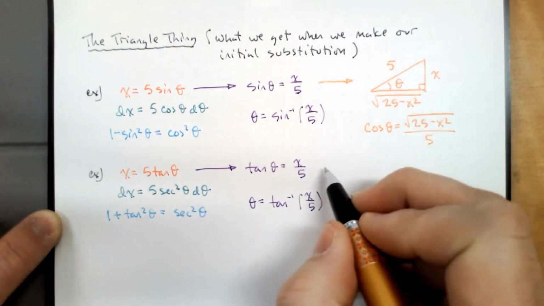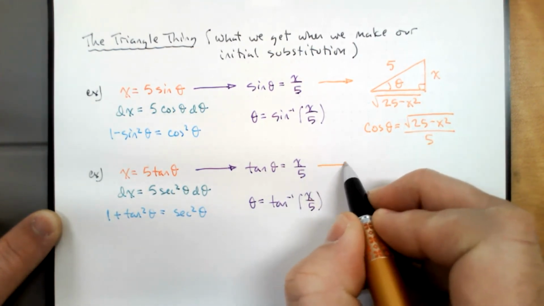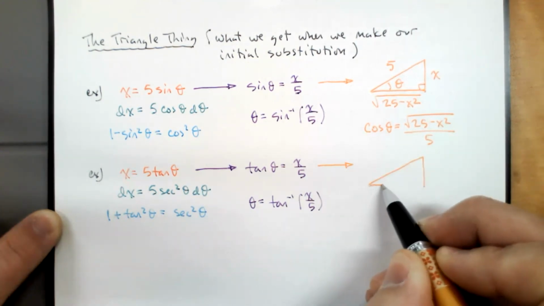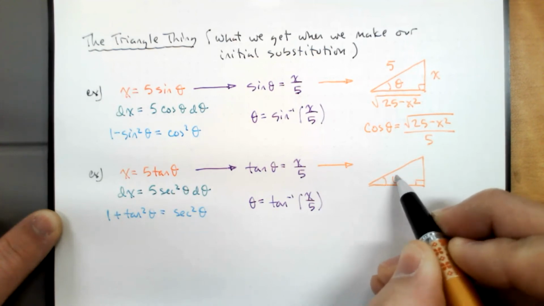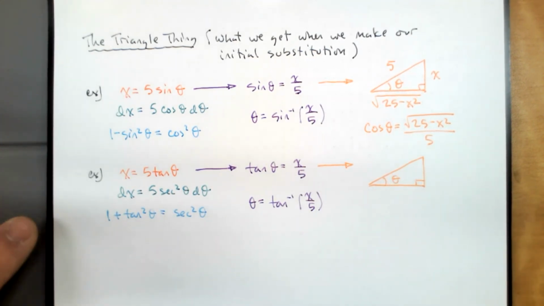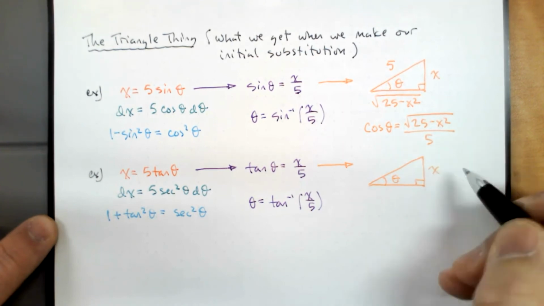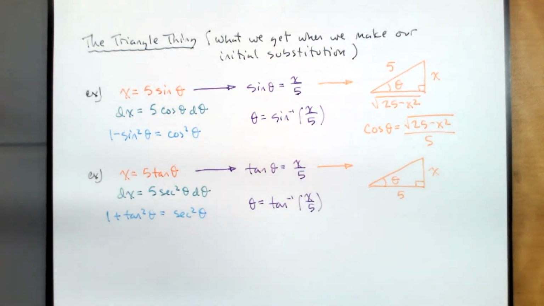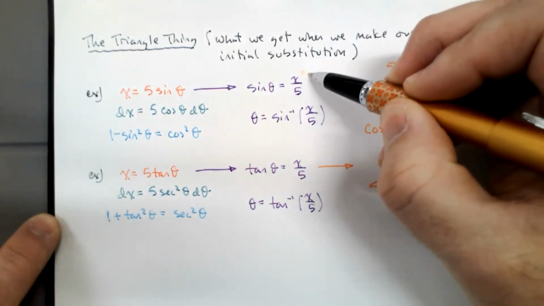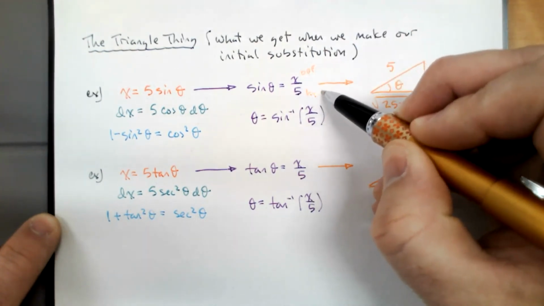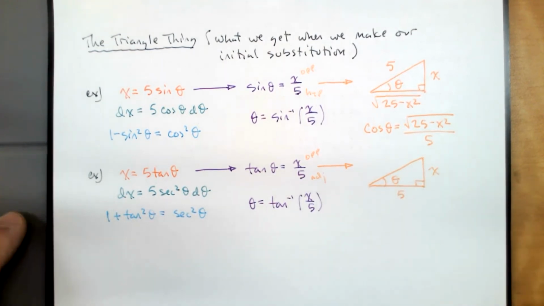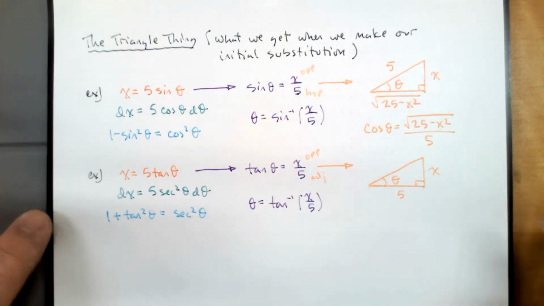And then on top of this, we might need to know secant theta. So we're going to do a triangle. But in this case, we know that tangent of theta is x over 5. So opposite is x and adjacent is 5, because tangent is opposite over adjacent. Sine is opposite over hypotenuse. Tangent is opposite over adjacent. And so what we have to do is solve for the hypotenuse.